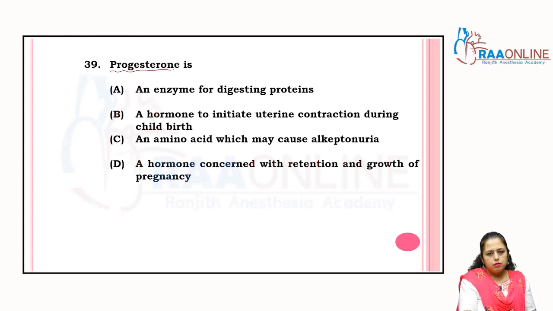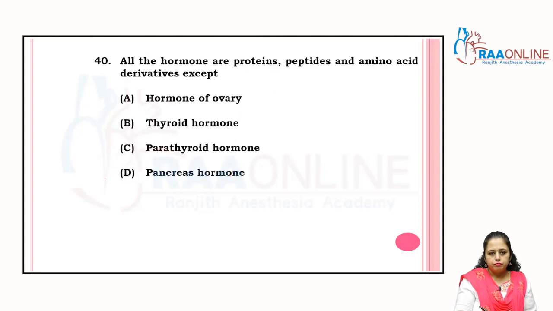Progesterone is what? Progesterone is an enzyme for digesting proteins. No, it is a steroidal hormone actually, right? And a hormone to initiate the uterine contraction during childbirth. No, that is oxytocin. Oxytocin is responsible for the initiation of the uterine contraction during childbirth. An amino acid which causes alkaptonuria. No, a hormone concerned with the retention and the growth of the pregnancy. Exactly, progesterone is the hormone which is concerned with the retention and the growth of the pregnancy. So the answer is D. Come to the next, that is 40.